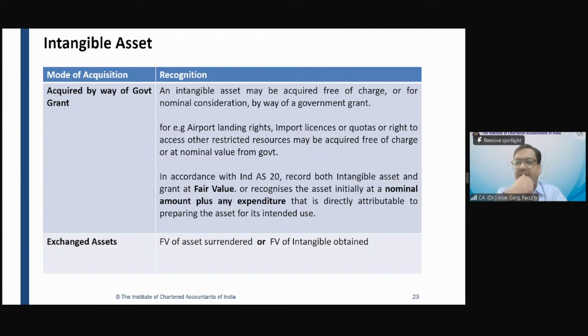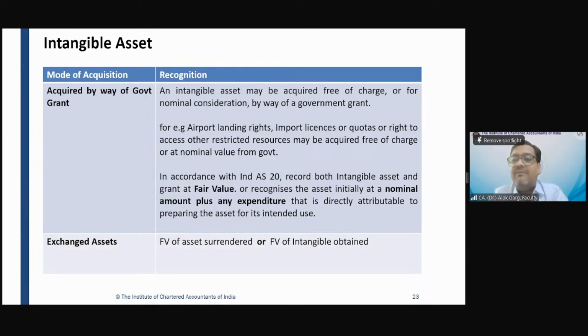What will you credit? Government grant. License account debit 1 crore to government grant liability 1 crore. Say the government has given a license for 5 years. So this 1 crore of license, which you have recognized at fair value, will be amortized over a period of 5 years. Every year you will have 20 lakh rupees of amortization.